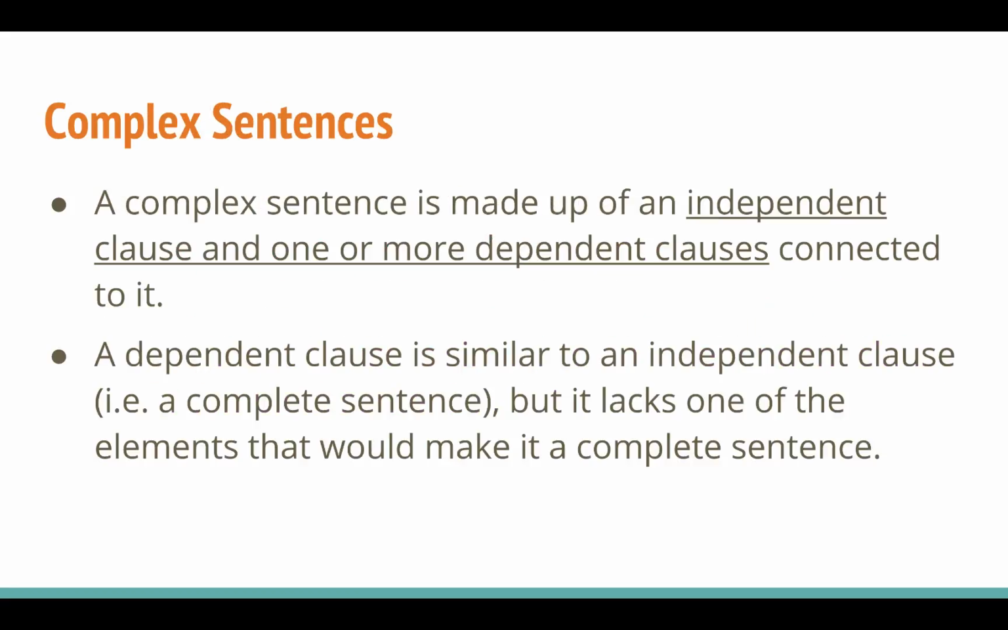A complex sentence is made up of an independent clause and one or more dependent clauses connected to it. So a complex sentence is just a little bit more complicated than a compound sentence. A dependent clause is similar to an independent clause, which is a complete sentence, but it lacks one of the elements that would make it a complete sentence. This is a lot of information. Just get the notes down and we will look at some examples.